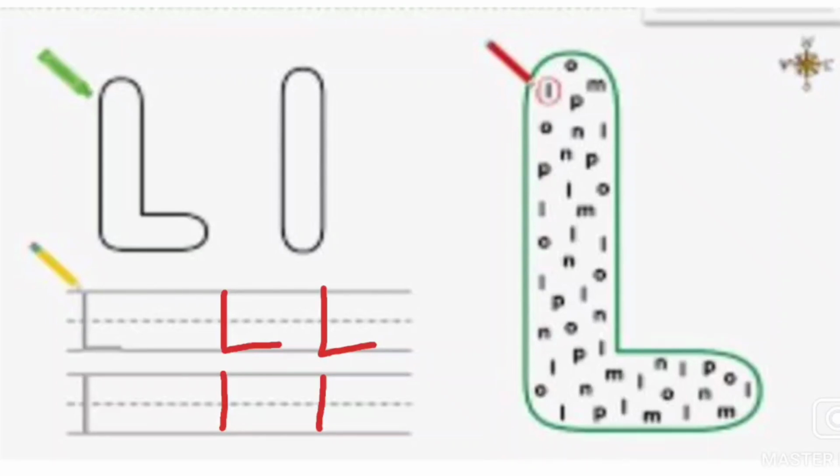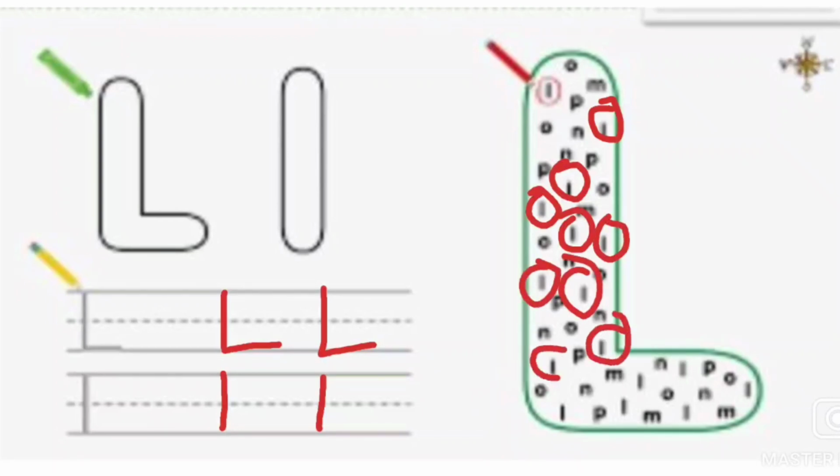लेट्स फाइंड आउट स्मॉल एल एंड सर्कल इट। सो डियर स्टूडेंट्स, आई होप यू अंडरस्टूड स्मॉल एल एंड कैपिटल एल and you learn to write small and capital L.